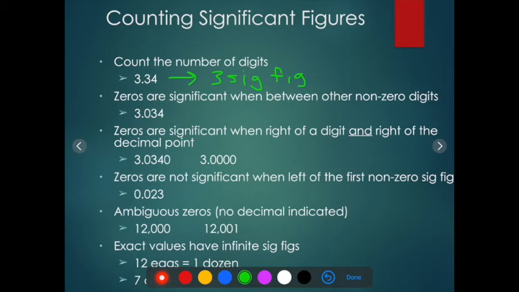Okay, so zeros are where it gets tricky. The second rule says zeros are significant when between other non-zero digits. So if you have a 0 in between two numbers that aren't zeros, that is significant. So those are easy to spot, right? In between there. So we have a total of 4 significant figures.